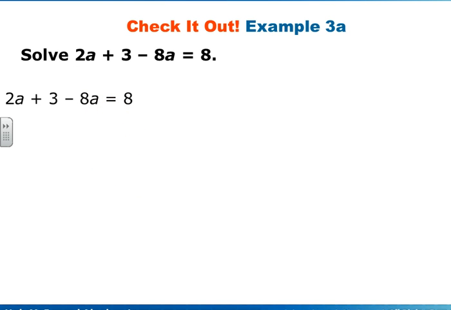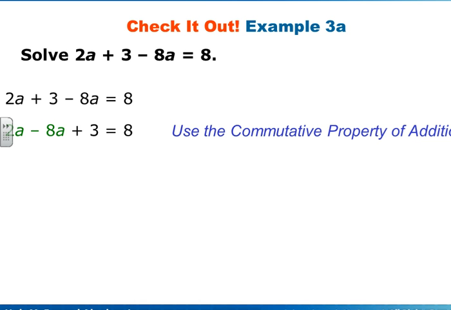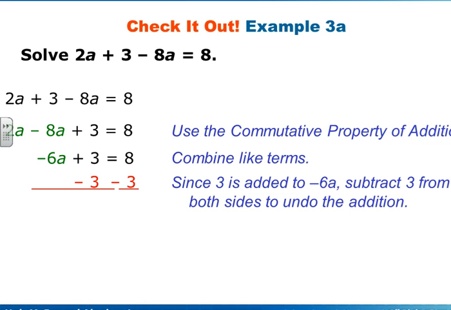Again, here we want to put the a's together. Alright, so you can see here how we move 2a and negative 8 together by using the commutative property. And then we combine like terms. So 2 minus 8 is negative 6. So we get negative 6a plus 3 equals 8. And then now we just finish solving it.